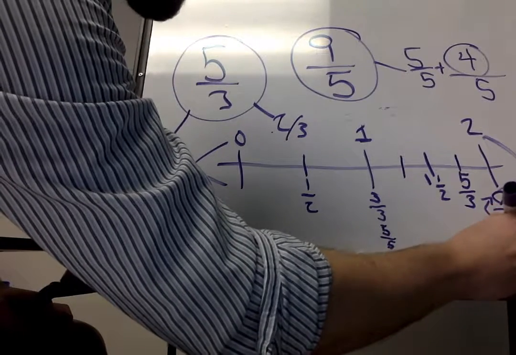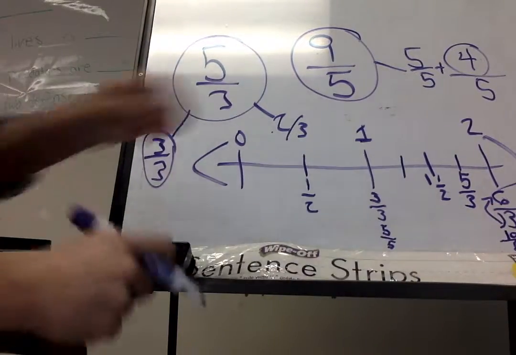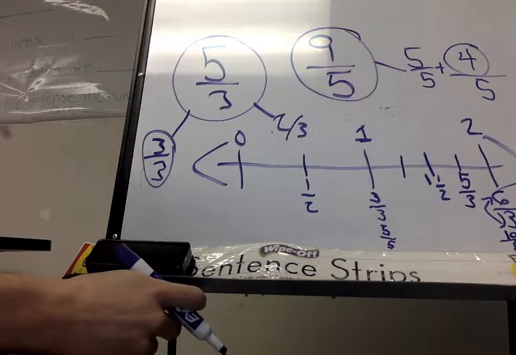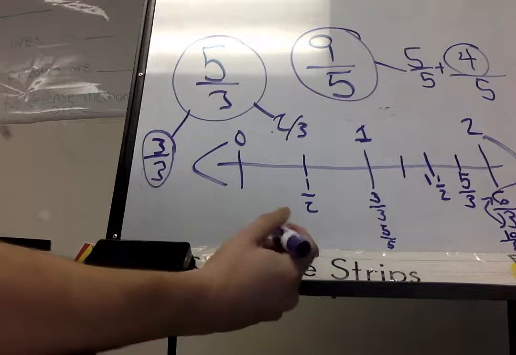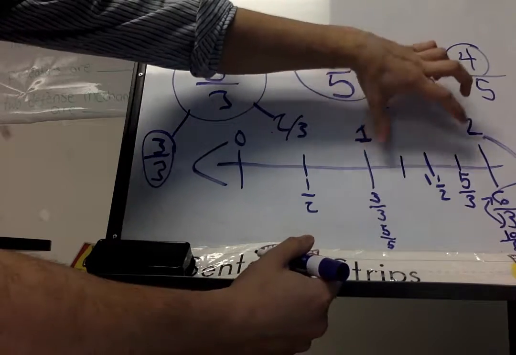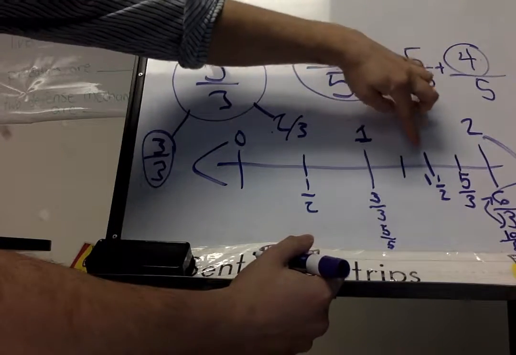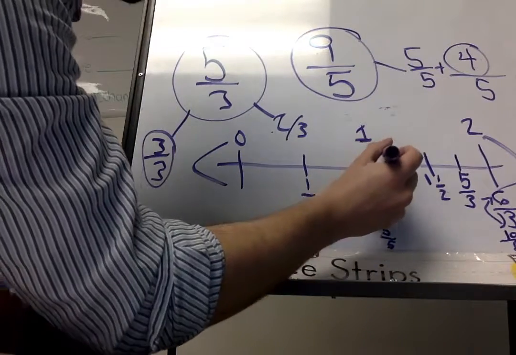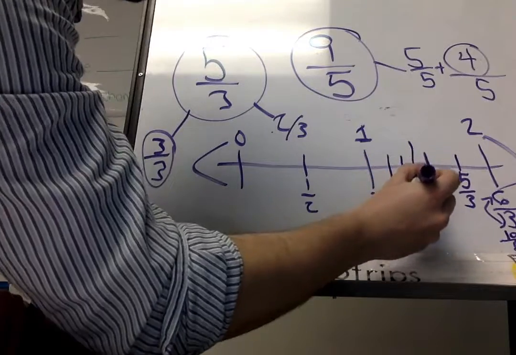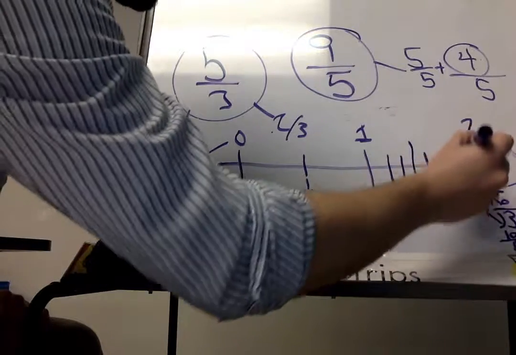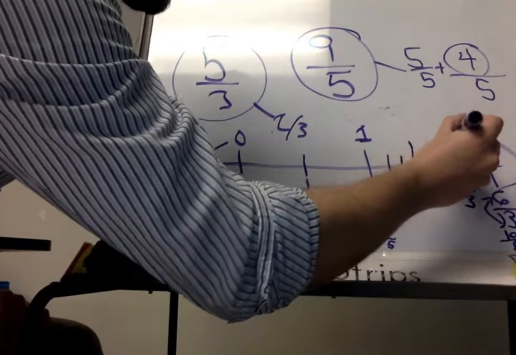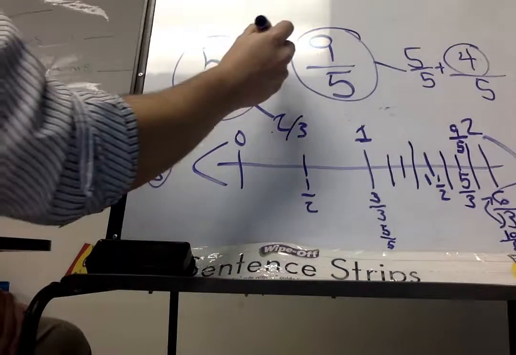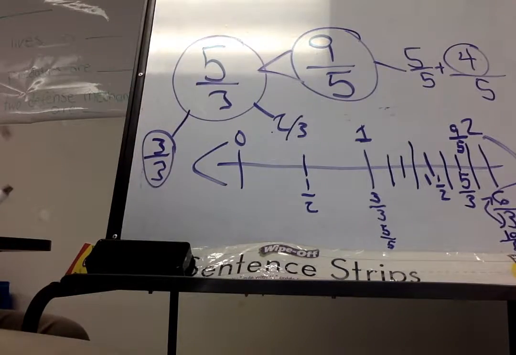10/5 will be under my 2 on my number line, and now 9/5 is going to be, I have to partition this part of my number line. So I have 6/5, 7/5, 8/5, and 9/5, which is a little bit larger than 5/3. So 9/5 is the larger number when comparing.